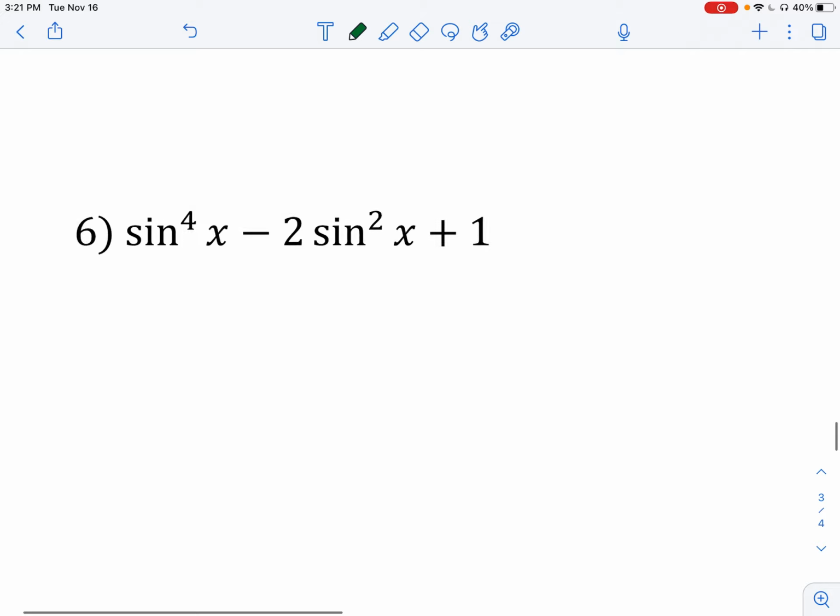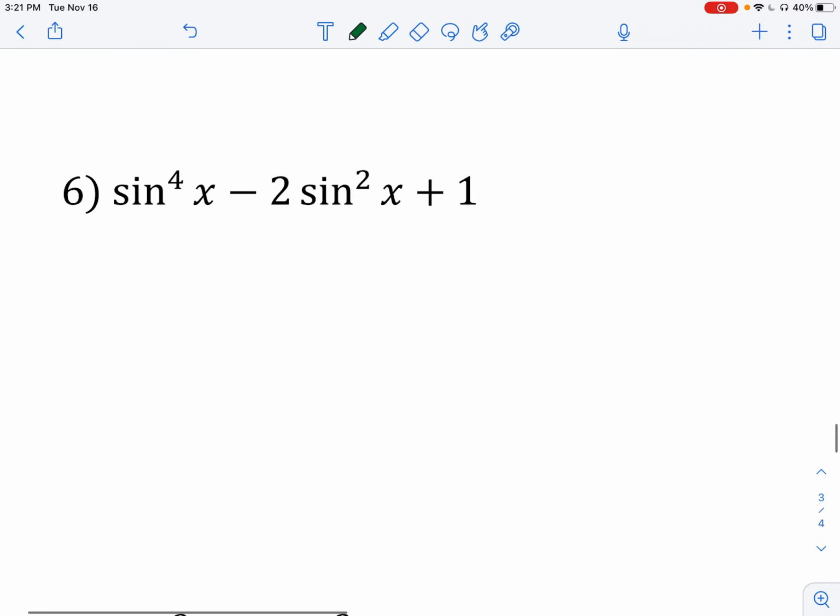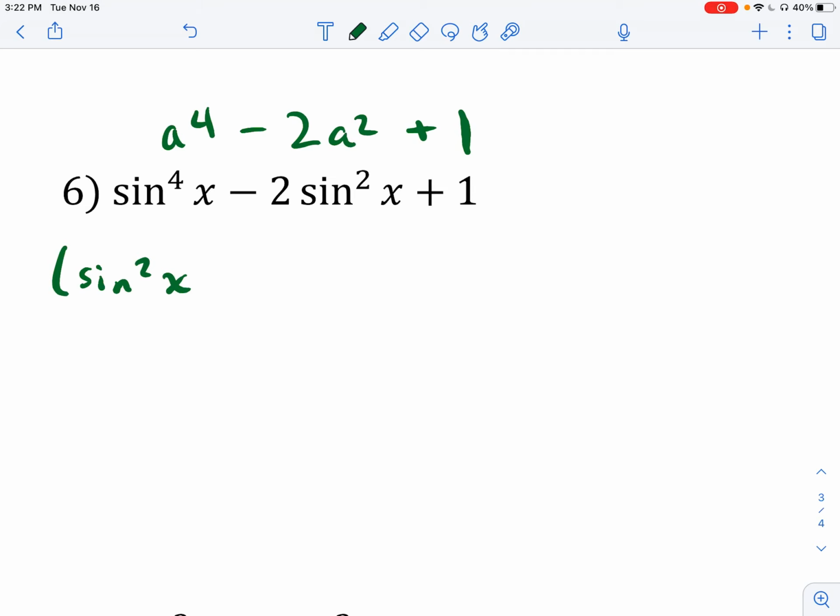What about something like this here, number 6? Again, hopefully we see the structure. This is equivalent to thinking of the following polynomial. So we could just factor this just like it's a regular trinomial. This would be sine squared x minus 1 times another sine squared x minus 1.